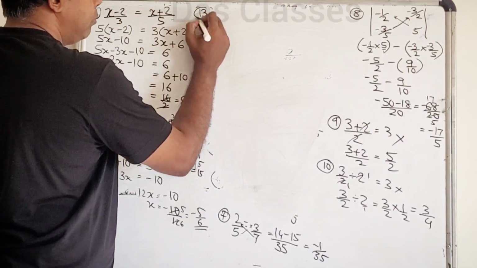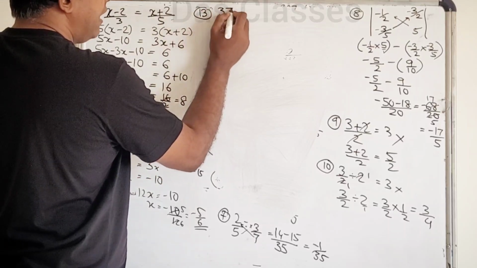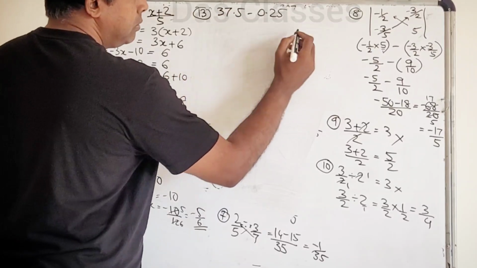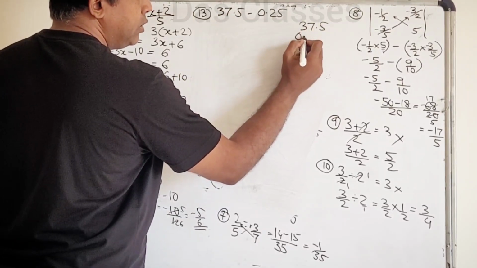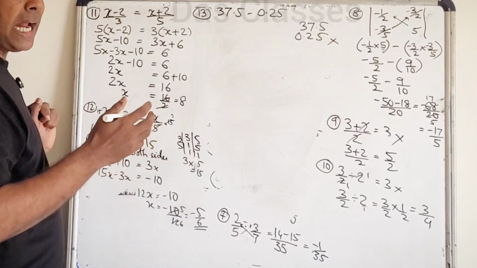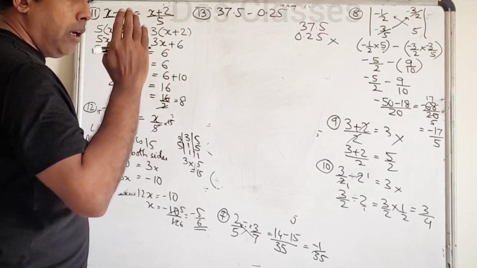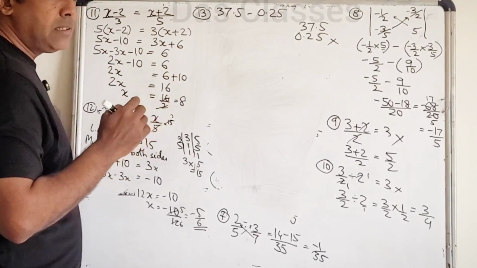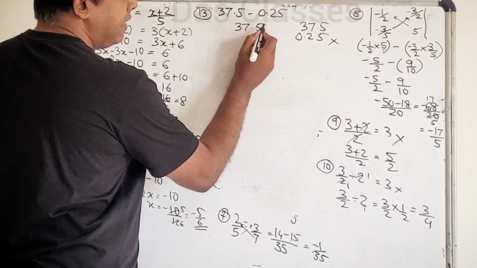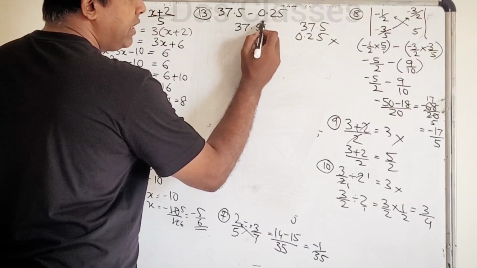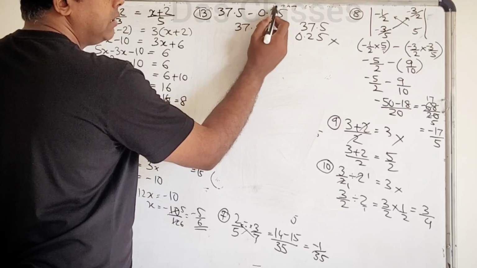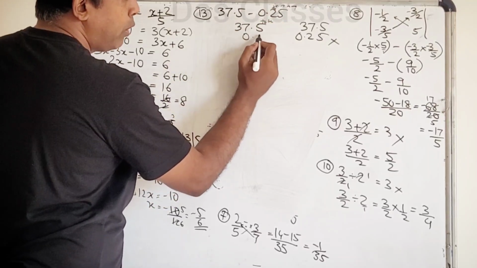Next, suppose I give you 37.5 minus 0.25. Okay, so how students subtract is 0.25. Now this is wrong. Whenever you are subtracting, whenever you are adding, unit place will be under unit place, tens place under tens place, 1 upon 10 place under 1 upon 10 place. So in this case, 37.5, in this 5 is in the 1 upon 10 place, and in 0.25 this 2 is in the 1 upon 10 place. So how the number will be written is 0.25.